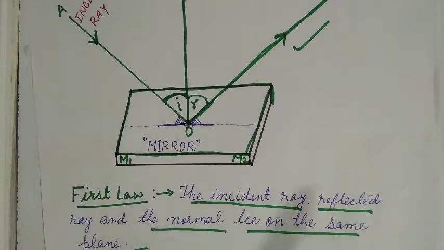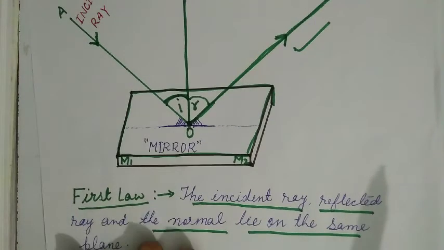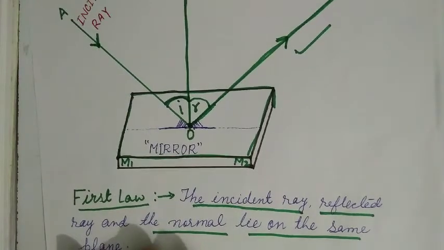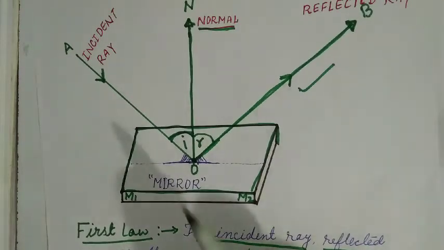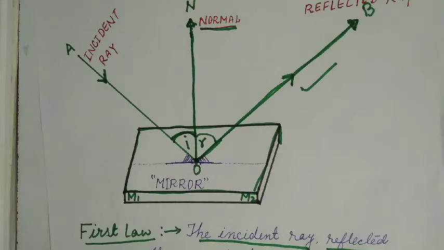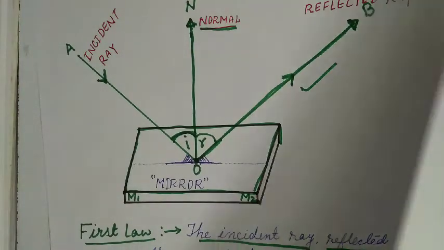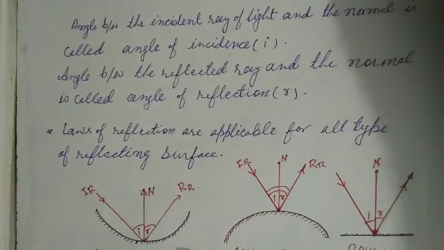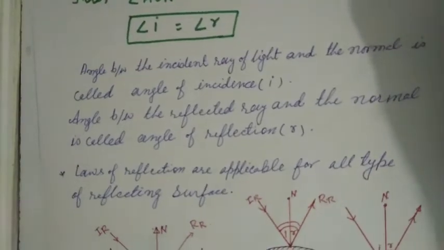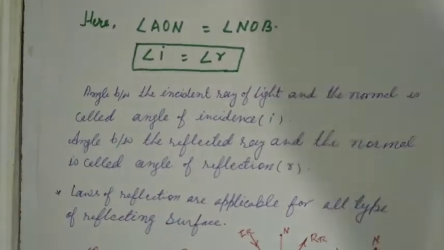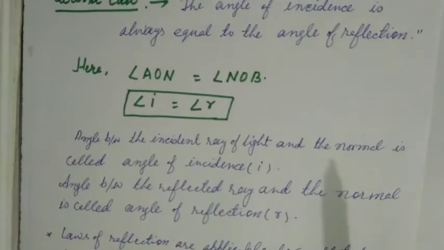Okay, what is the second law? The second law is very important. The second law is that the angle of incidence is equal to the angle of reflection.